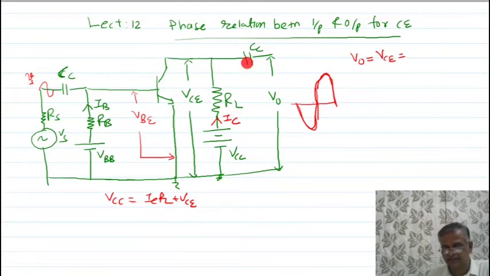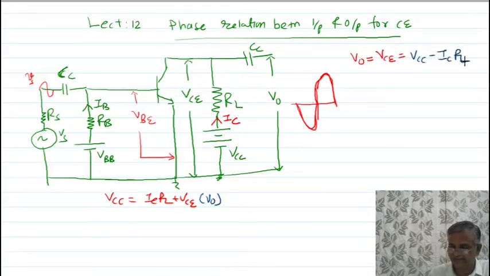Yes, CC is there, but CC offers very low reactance to the AC signal. So no wastage or no drop of the AC voltage will be across CC. So whatever AC you get here, you will get AC here. So that's why we can write VC is equal to VCE is equal to VO. VO is nothing but I can write from this, VCC minus ICRL. This is my output voltage.